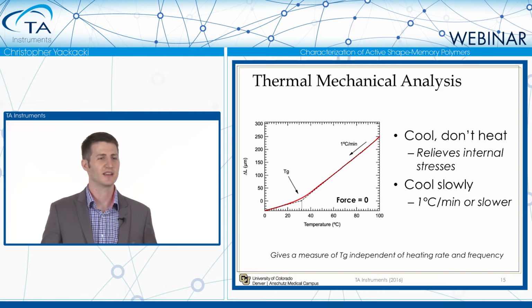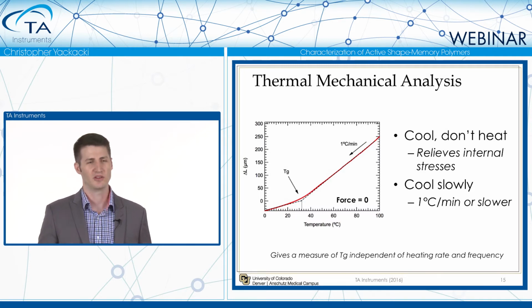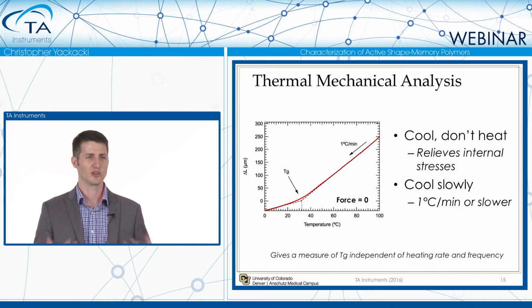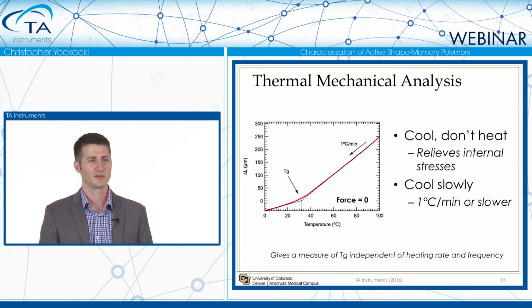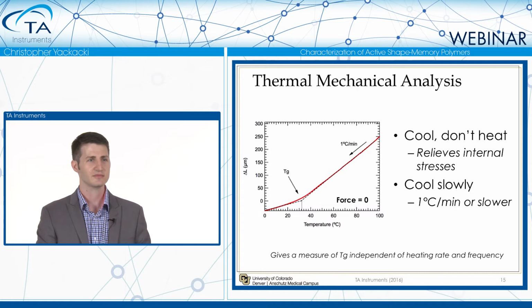But this gives a nice independent measure of Tg that's not so sensitive on your heating or cooling rate, and definitely not sensitive on your frequency, which for DMA, which we'll talk about in a second, frequency can alter where your Tg would be. But if you ran this as a slow TMA experiment, a lot of, I would say, constitutive modelers like to do this because it gives you a nice independent reference temperature of the glass transition.